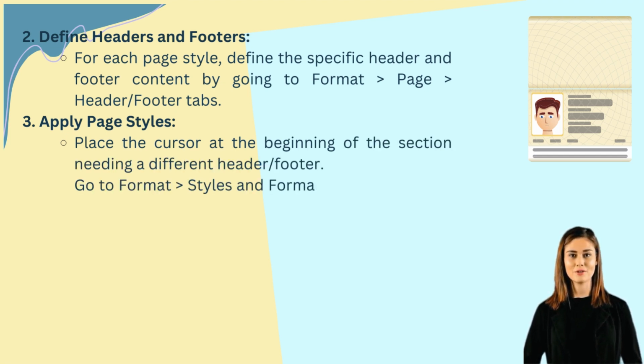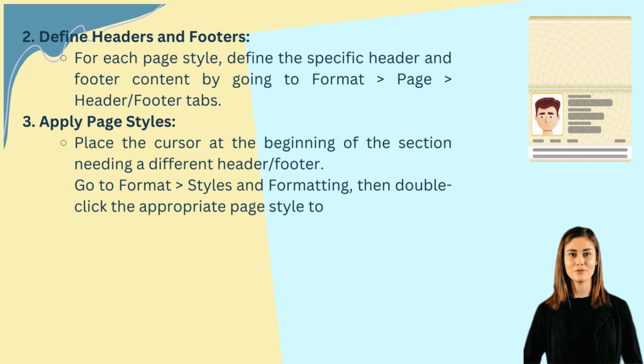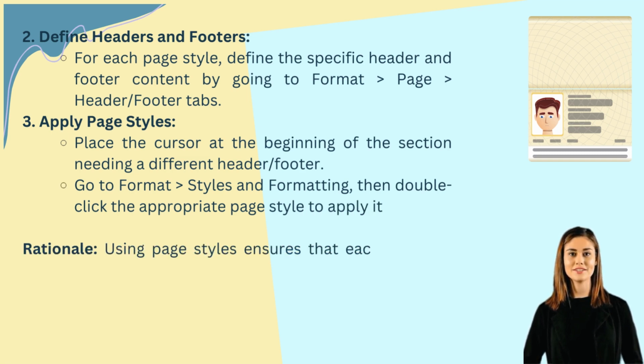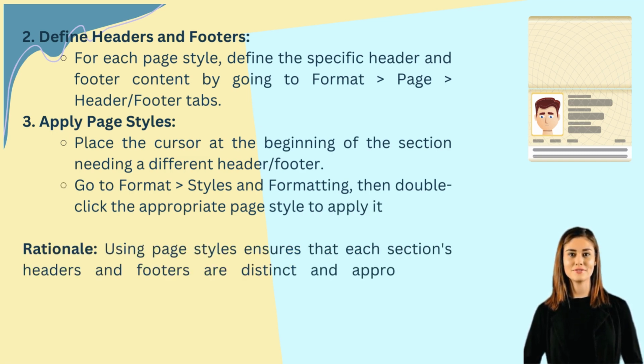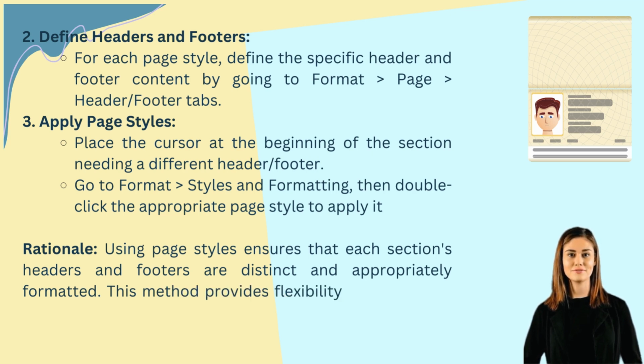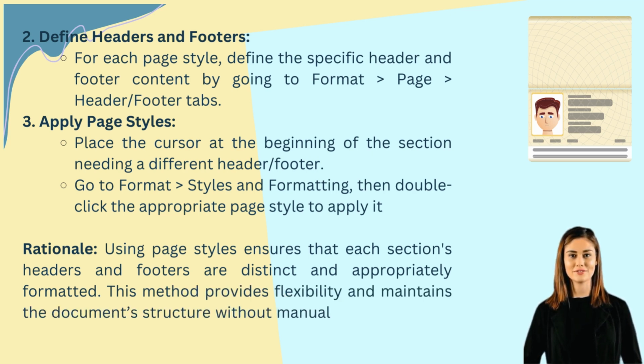3. Apply page styles. First, place the cursor at the beginning of the section needing a different header or footer. Second, go to Format, Styles and Formatting. Then double-click the appropriate page style to apply it. Rationale. Using page styles ensures that each section's headers and footers are distinct and appropriately formatted. This method provides flexibility and maintains the document's structure without manual adjustments for each page.